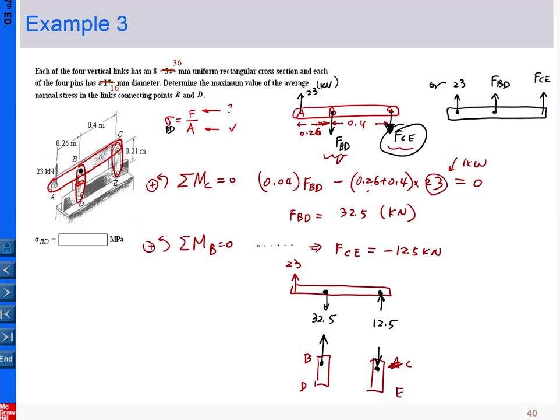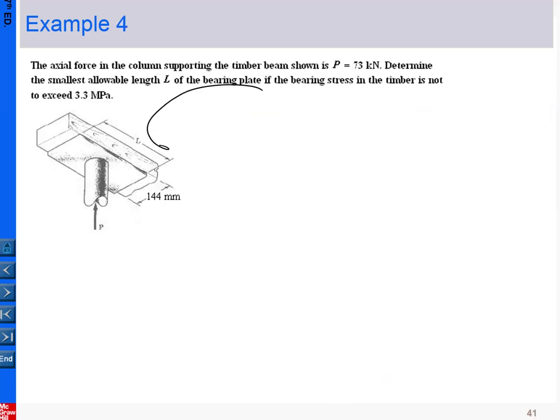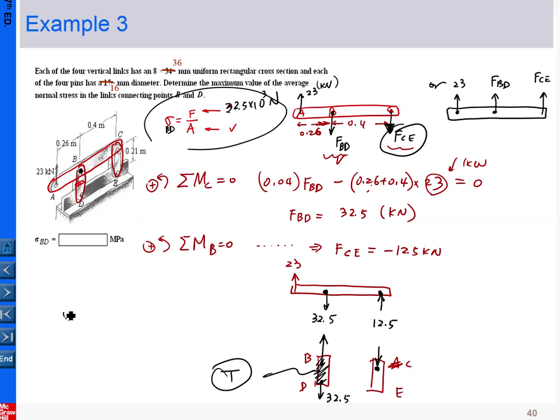From here, if we want to determine the stress in BD, the F equals 32.5 times 10 to the 3 newtons. By force equilibrium, you can expect this force here should be 32.5 kilonewtons. So in this case, BD is under tension. Using this equation, sigma BD will be equal to 32.5 times 10 to the 3 newtons divided by the area.